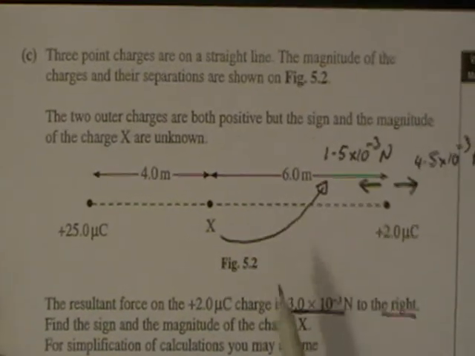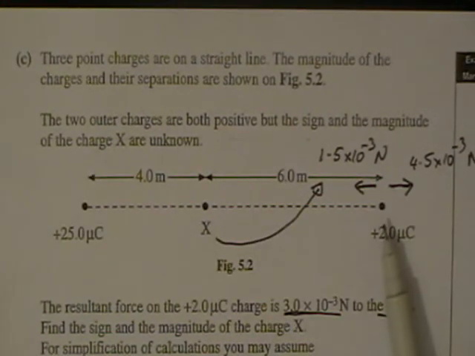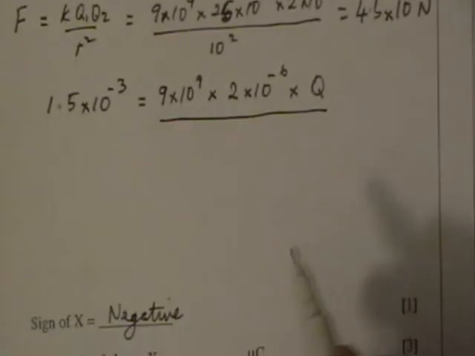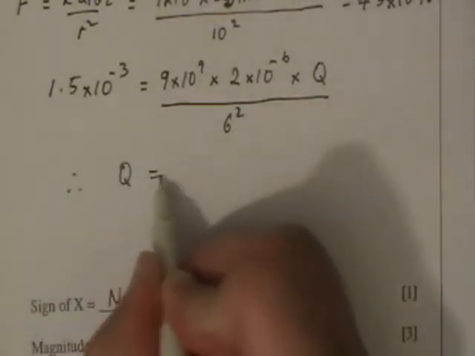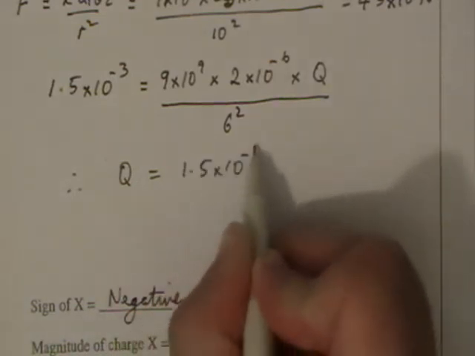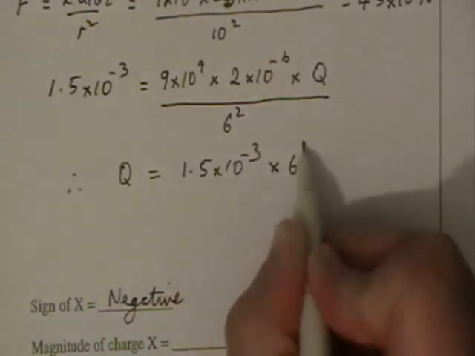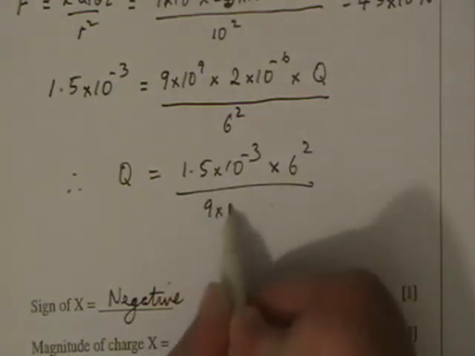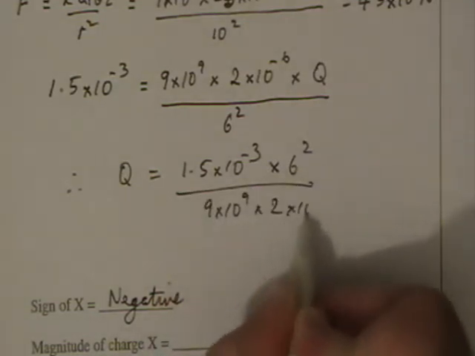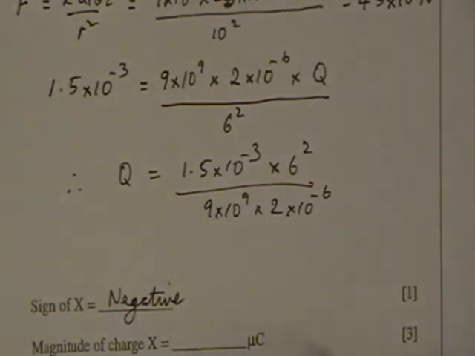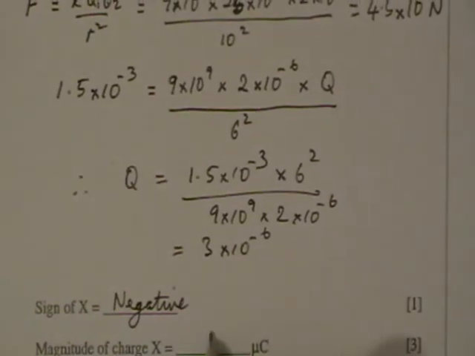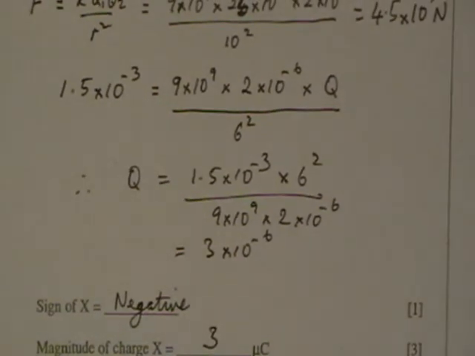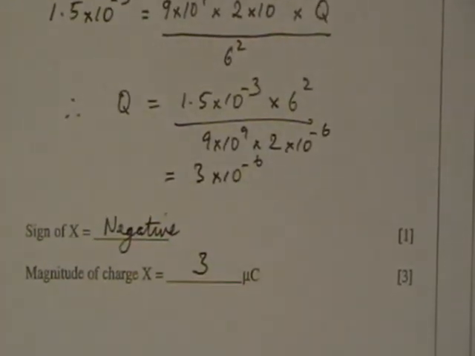Well, if we go back up and check, the distance between x and here is 6 meters, so that's all over 6 squared. Therefore Q is equal to 1.5 times 10 to the minus 3 times 6 squared divided by 9 times 10 to the power of 9 times 2 times 10 to the minus 6, which gives us a total of 3 times 10 to the minus 6, so that's 3 microcoulombs. Quite a difficult question there, but if you just follow through and keep your wits about you, it's not impossible.